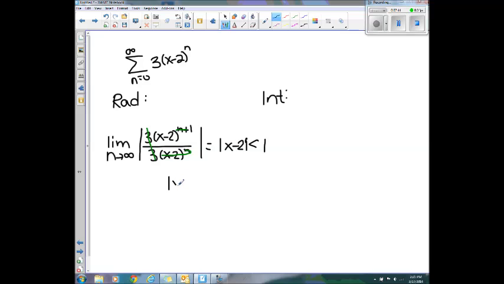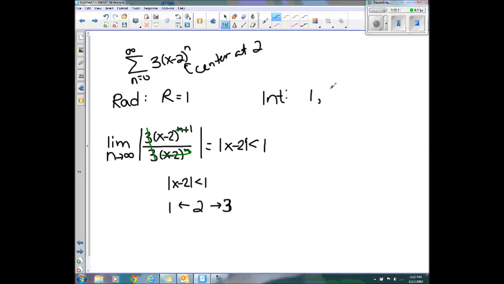So if the absolute value of x minus 2 is less than 1, then that means our radius of convergence is equal to 1 for this example. Now, if we have x minus 2, that means our center is at 2. And if the center is at 2, and I'm going to move 1 unit in either direction, that means I am looking at the numbers between 1 and 3.